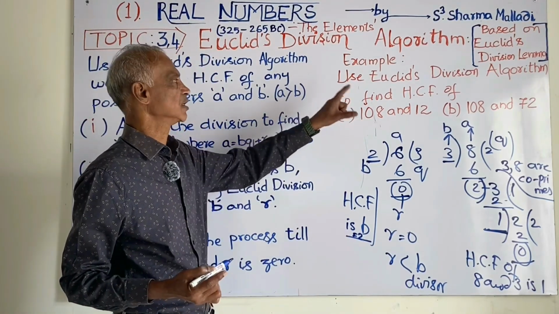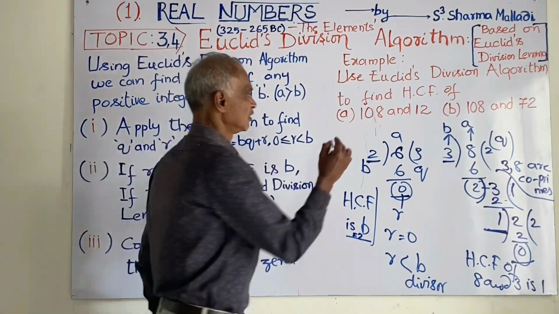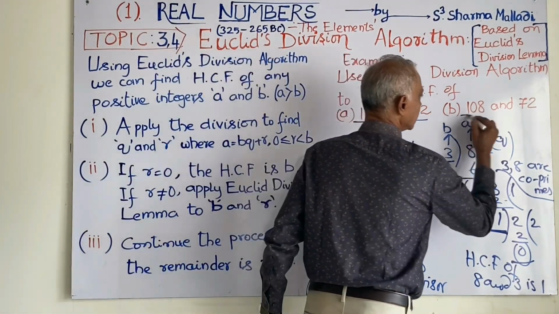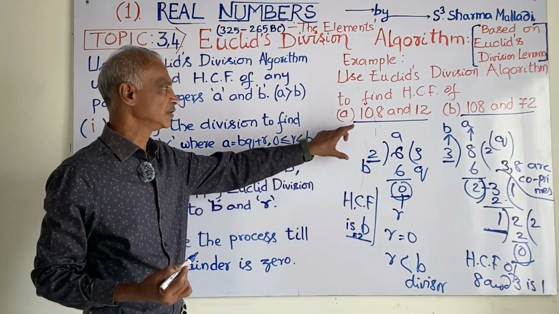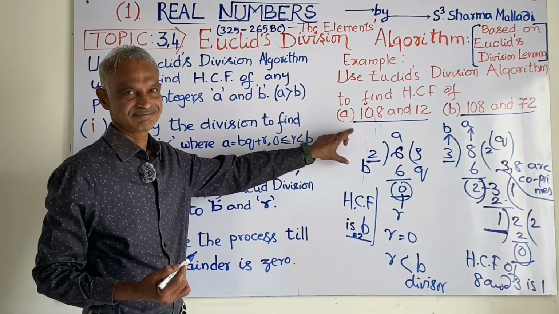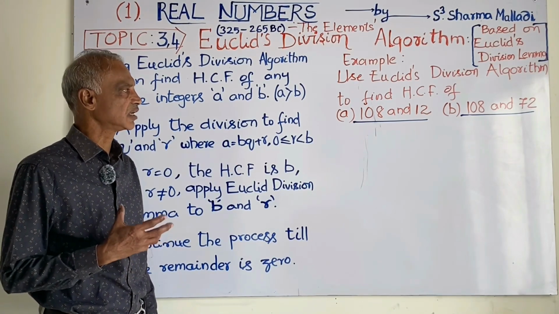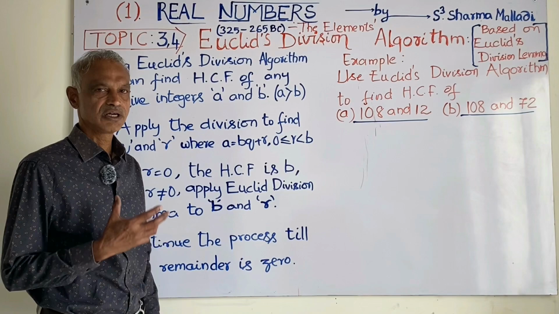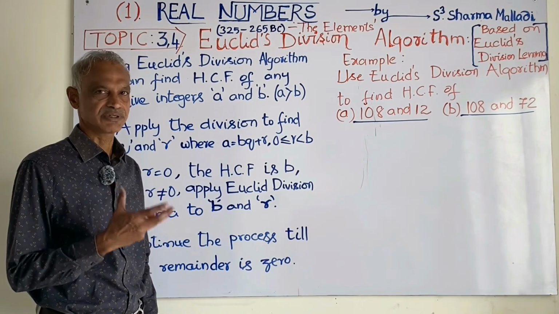We will do this example. Use Euclid's division algorithm to find the HCF of 108 and 12, and also of 108 and 72. This example I have given, we will do this example now.